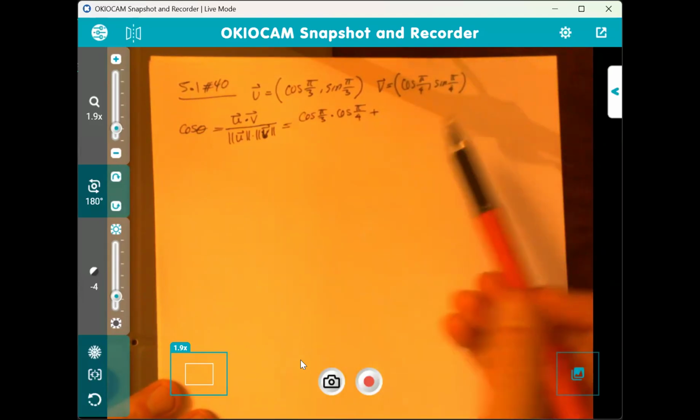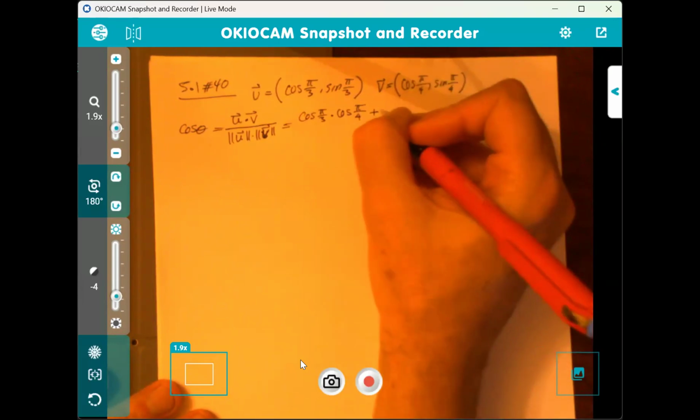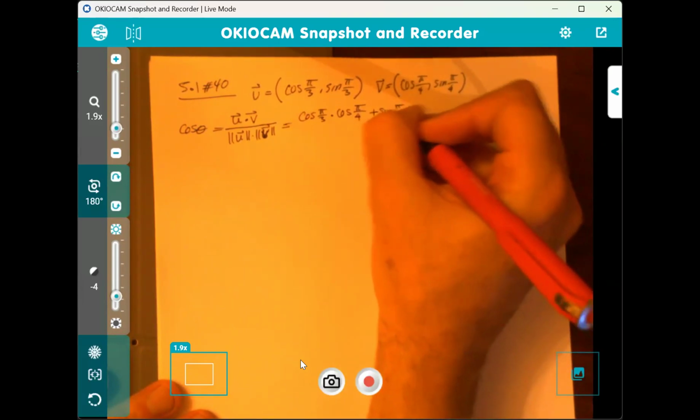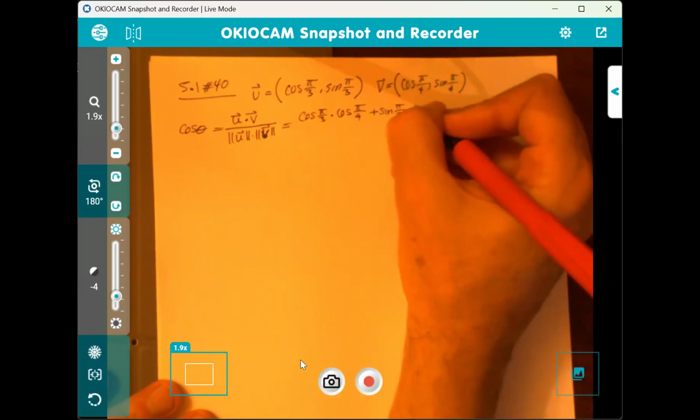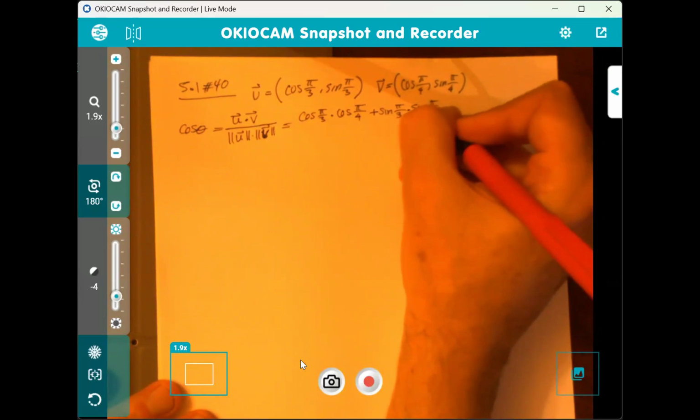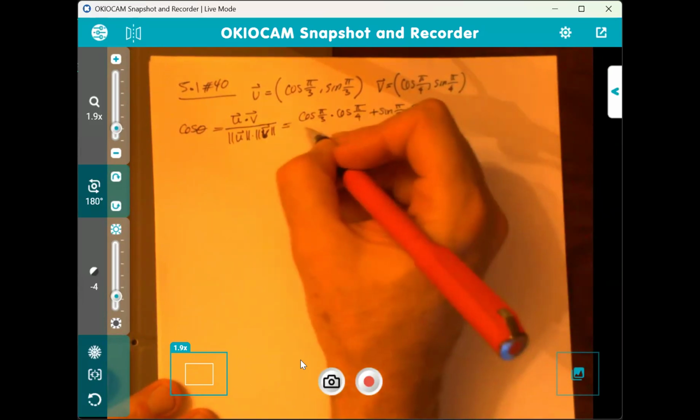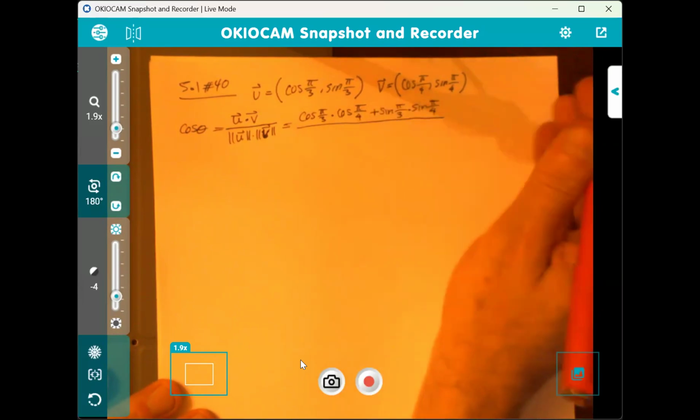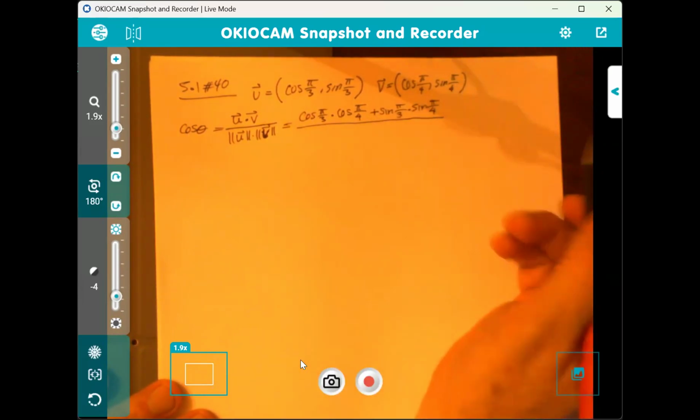Plus, we multiply the second components. That's sine of 60 degrees times sine of 45 degrees. And again, we know those exact values. If you do plug them in, that's fine. I'm leaving it for now.